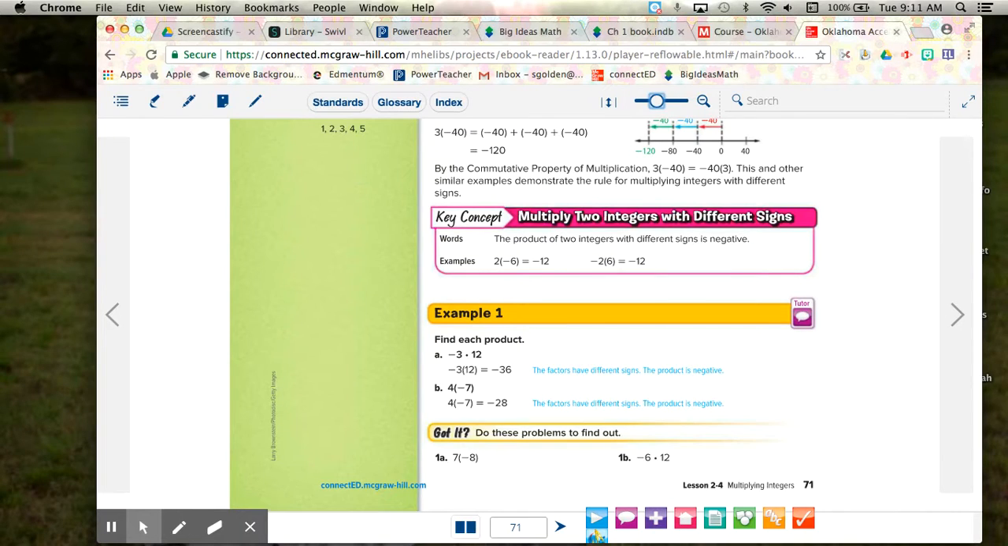Okay, so now we're going to look at example 1. Find each product. A, we have negative 3 times 12. 3 times 12 is 36, and then a negative times a positive is negative. So then on B, when it's right beside the parentheses, that still means multiply. 4 times negative 7. 4 times 7 is 28. Positive times negative is negative 28. Go ahead and write down 1A and 1B and try those. I'll go over them after we look at example 2.